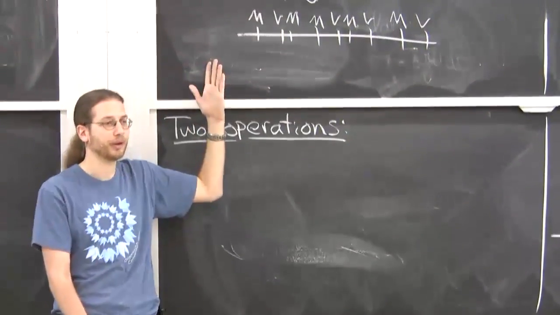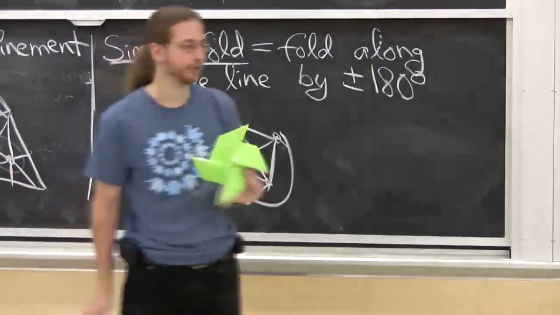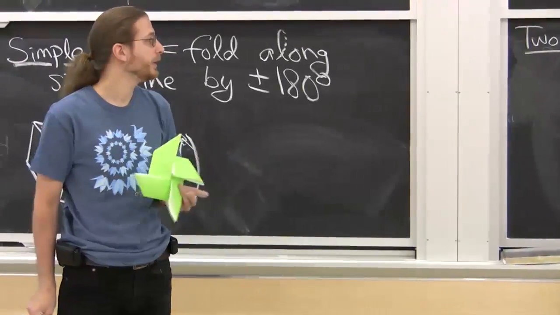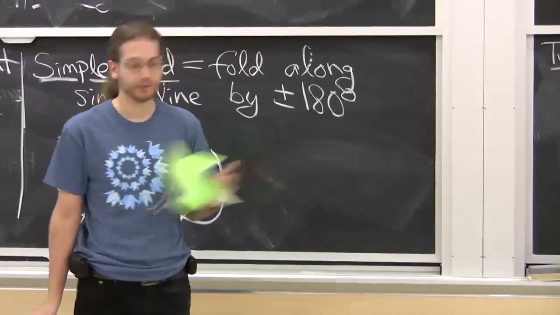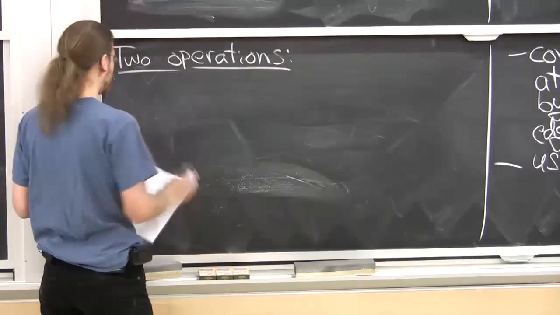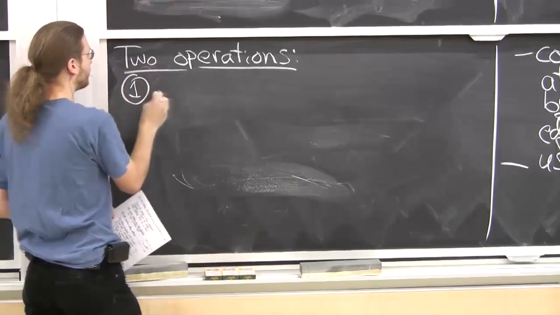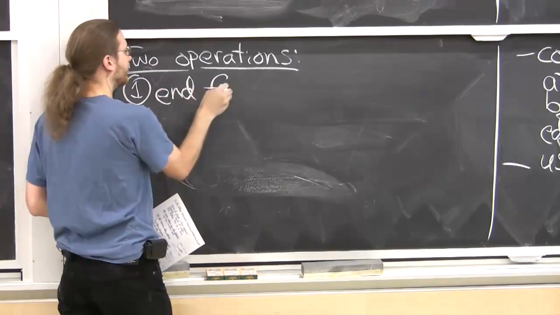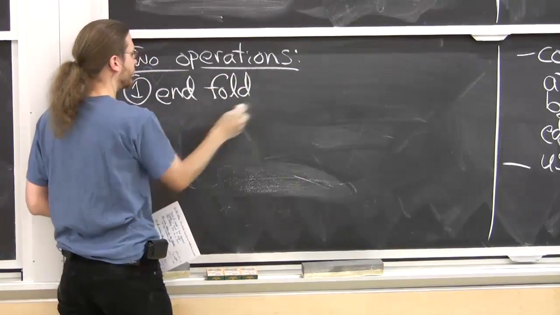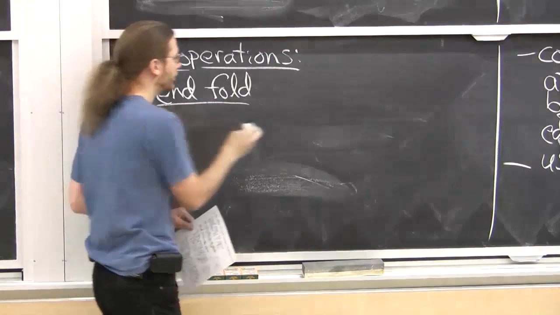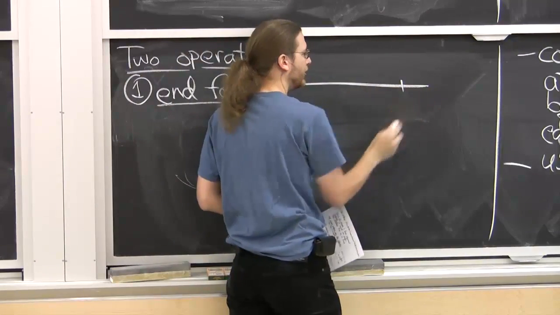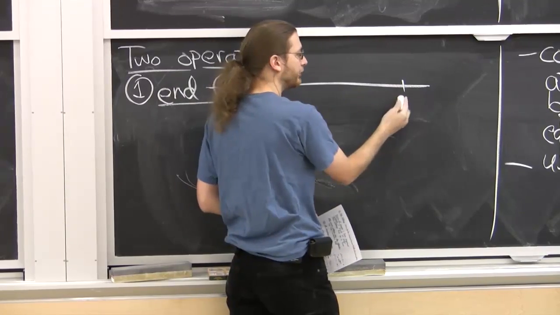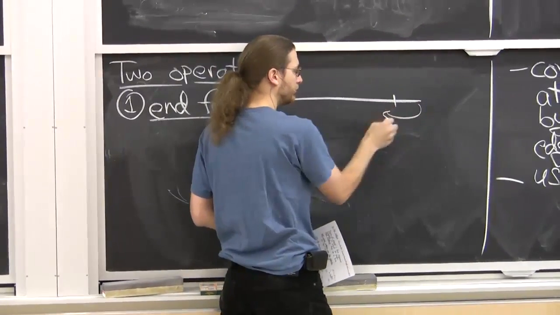They are not universally powerful for 2D paper because you cannot fold this pinwheel with simple folds. There's no first fold to make. But in one dimension, it turns out there is. It's not obvious, but it's true. And here we're going to make two very simple kinds of simple folds. The first one is called an end fold, which is you take the last or the very first crease and you just fold it over.